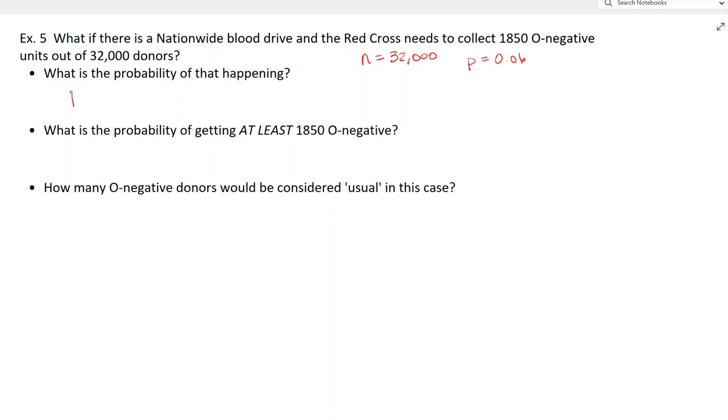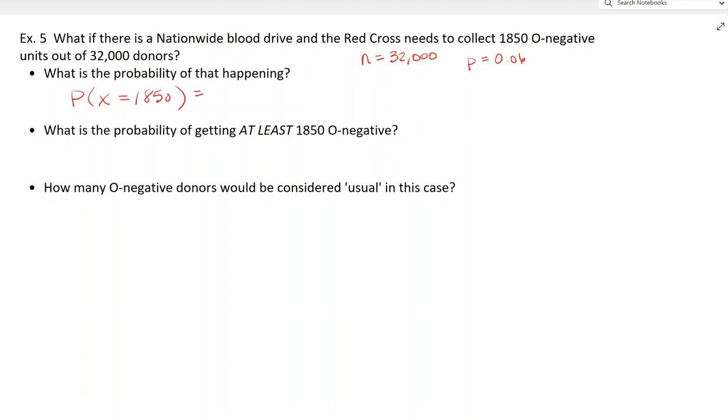So what is the probability that X, being O negative donors, is equal to 1,850? Now it's equal because if you look at the sentence, they haven't specified anything. They just want to collect 1850. They want to collect 1,850.